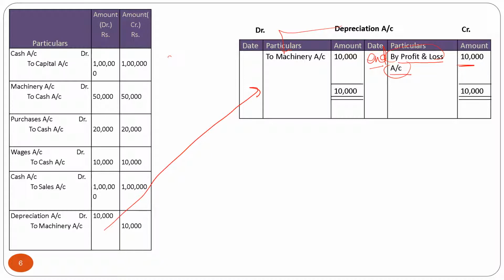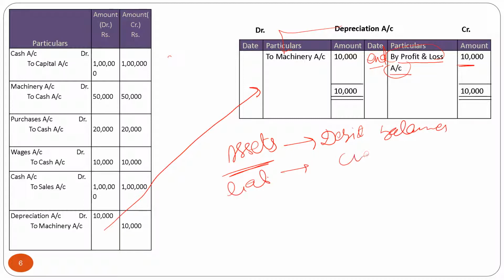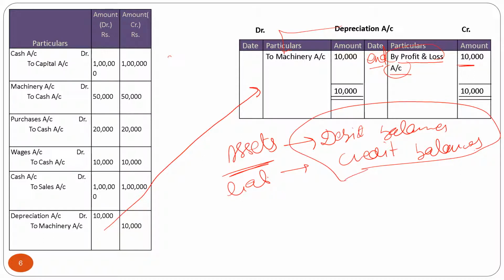If you practice it again and again, then you will observe that all the assets accounts will have debit balances and all the liabilities will have credit balances. We will use these debit balances and credit balances to prepare the trial balance that we will learn in our next video. So that's all for this video. Thank you.